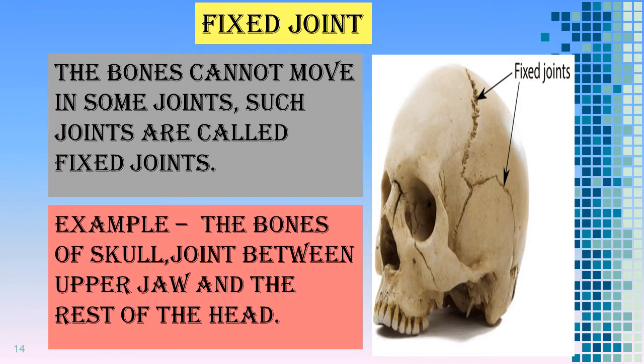The fourth type of joint is the fixed joint. The bones cannot move in some joints. Such joints are called fixed joints. Examples of fixed joints are the bones of the skull, and the joint between the upper jaw and the rest of the head.